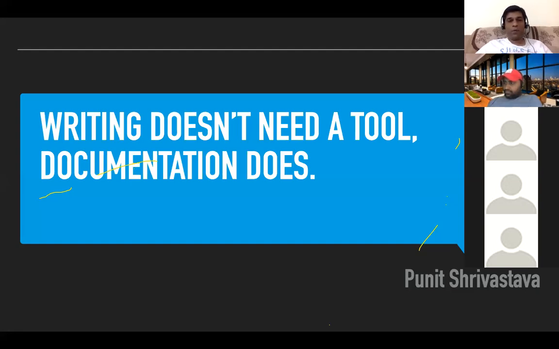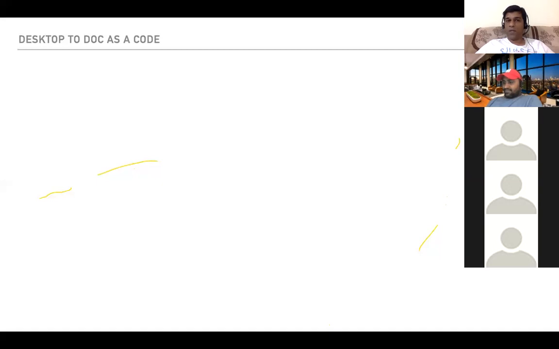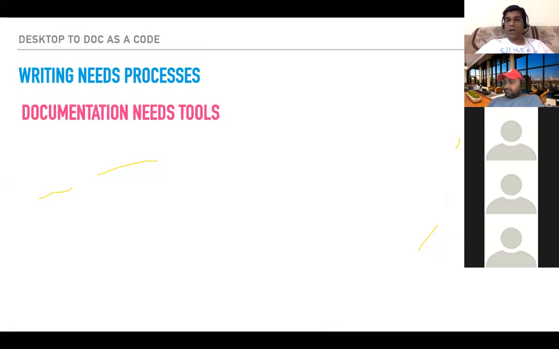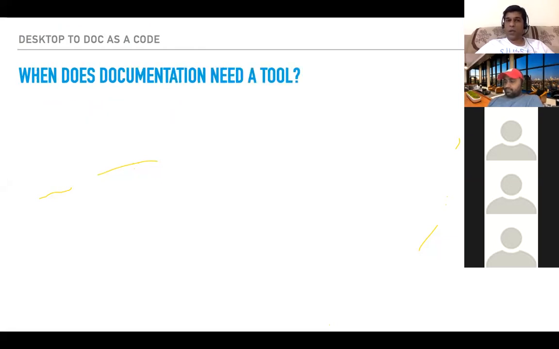So to do all that, when we just talk about friendly prose, then it's just writing. For writing, you don't need a tool unless you consider Notepad also as a tool. We can write just on Notepad also. But when we talk about technical documentation overall, covering all the aspects, collaboration and beauty, then we need a tool. Writing basically just needs processes, like one of the processes all of you must be aware of, but documentation needs a tool. And when does documentation need a tool? Just to write, at least I don't agree that we need a tool. As I said, we can use Notepad also.